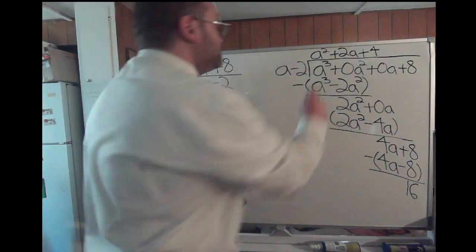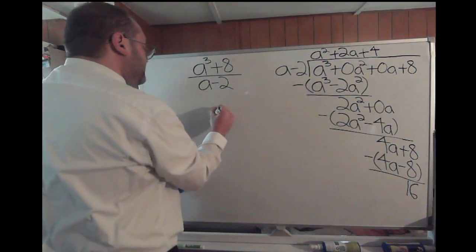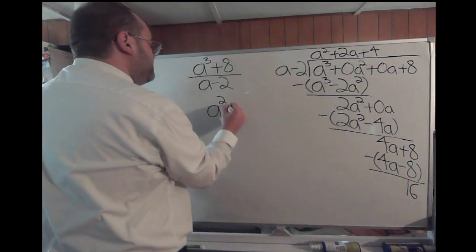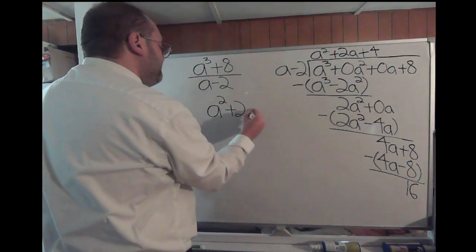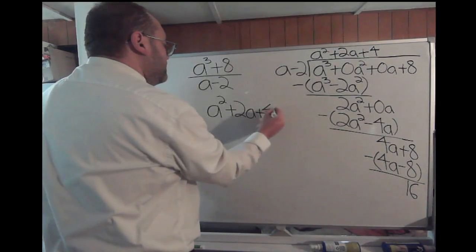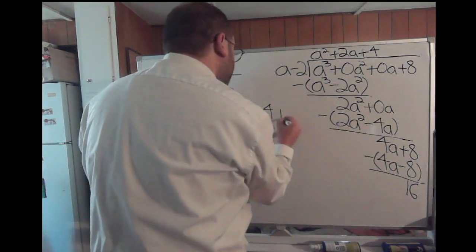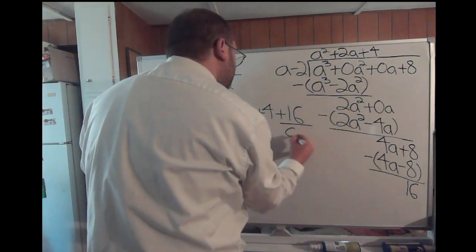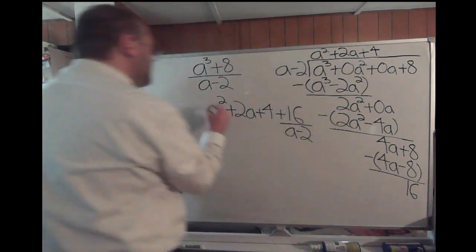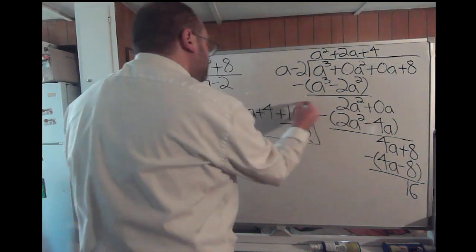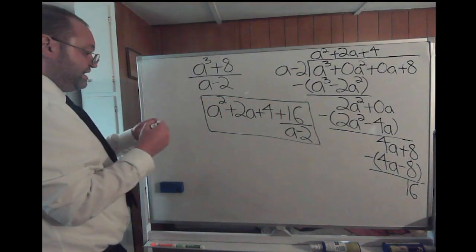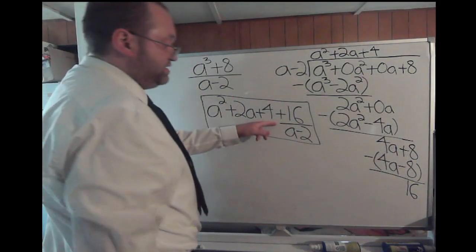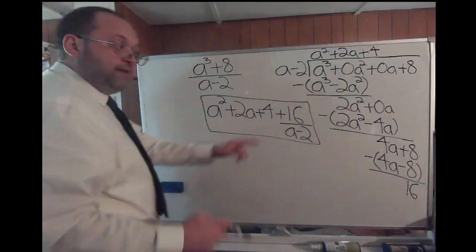So your answer is going to be, from the quotient, a squared plus 2a plus 4, plus that remainder of 16 all over your divisor of a minus 2. And that's how you would write your answer. It's going to end up being a to the second plus 2a plus 4 plus 16 all over a minus 2.